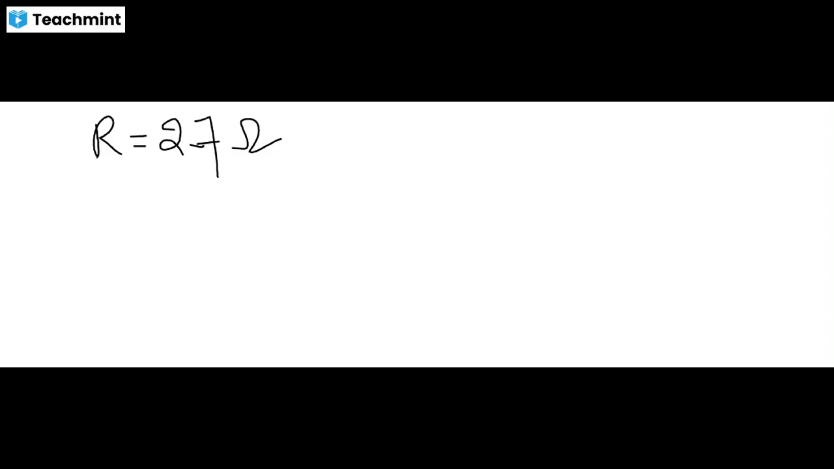So there is no change in area. So length only will decrease. So if length is decreasing, then what will be the resistance? Resistance also will decrease. Okay. So if you are cutting L into 3 equal parts, then the resistance of each part will be R by 3. Okay, so R is equal to 27 ohms, so 1 by 3 means 9. So that 9 ohm resistor, you are connecting in parallel.